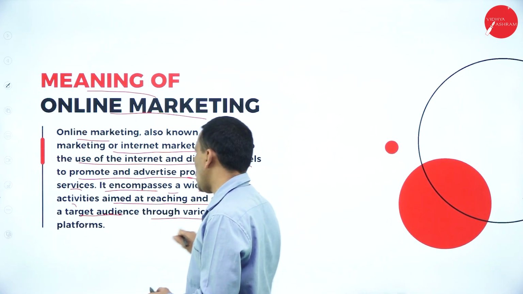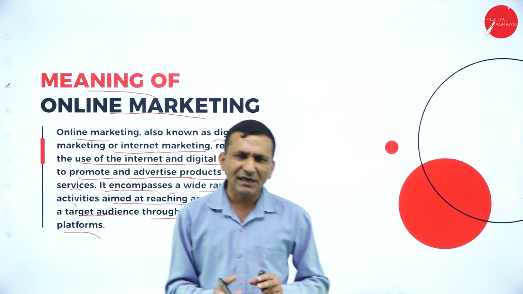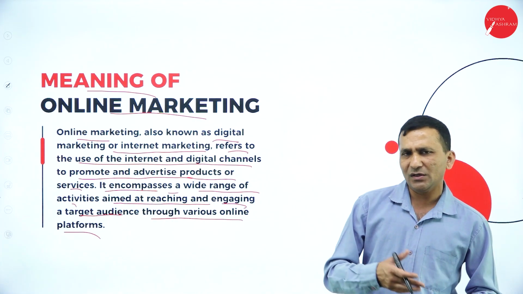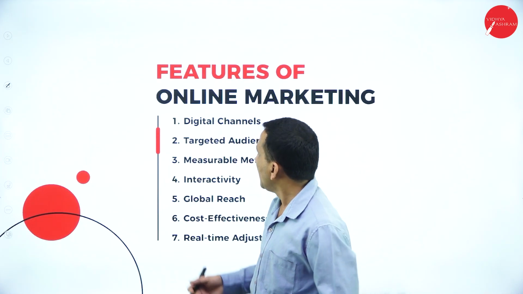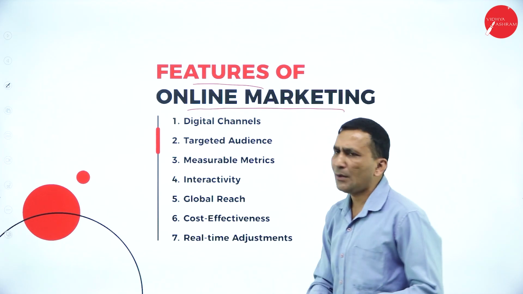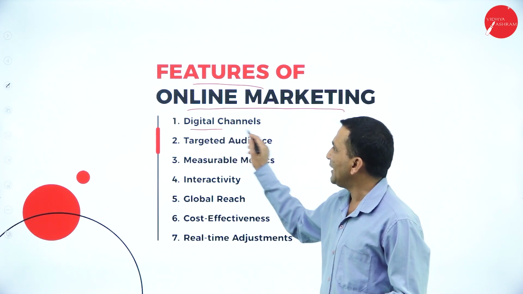So through the various online platforms, either social media or a website, there are different types of channels available online. Next, what are the features of online marketing? Here the first one is digital channel.